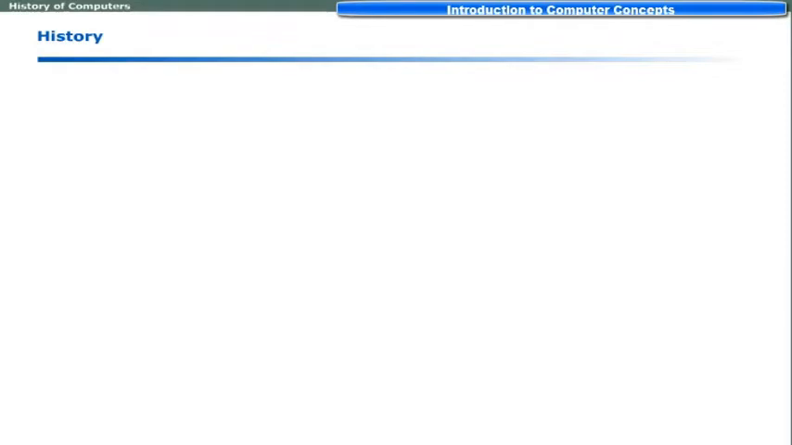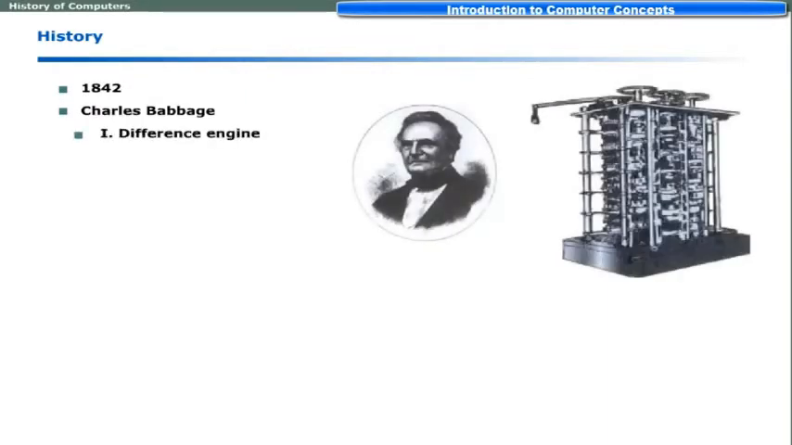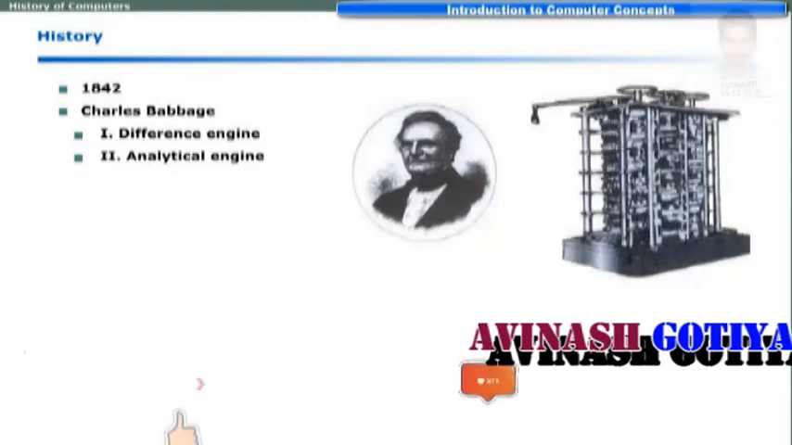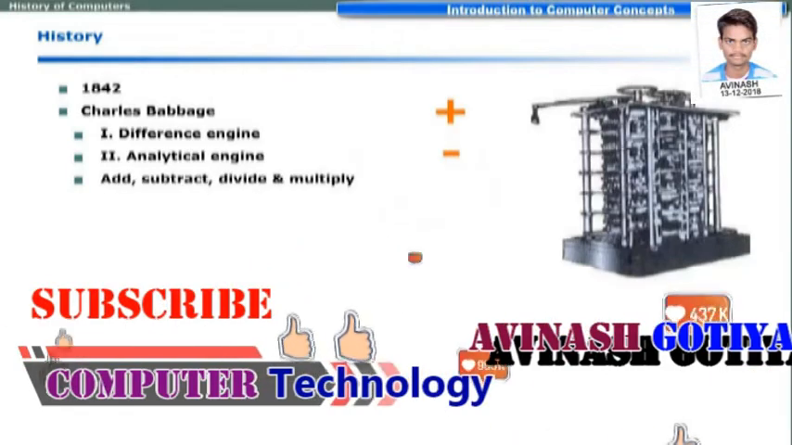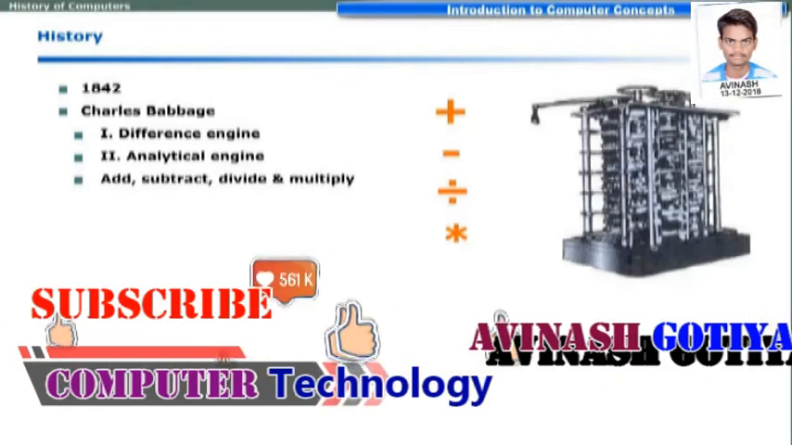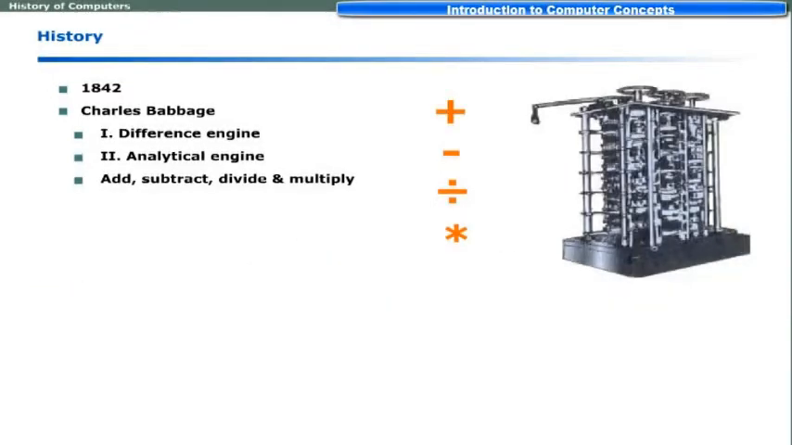Efforts were made by different scientists across the world, and in 1842 Charles Babbage introduced difference engine and then an analytical engine. It was a general-purpose computer that could add, subtract, divide, and multiply in automatic sequence. Its average speed was 60 additions per second.